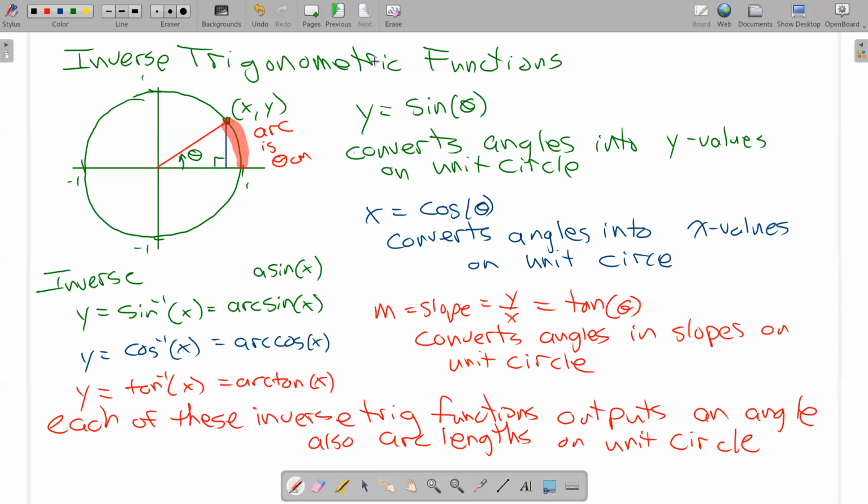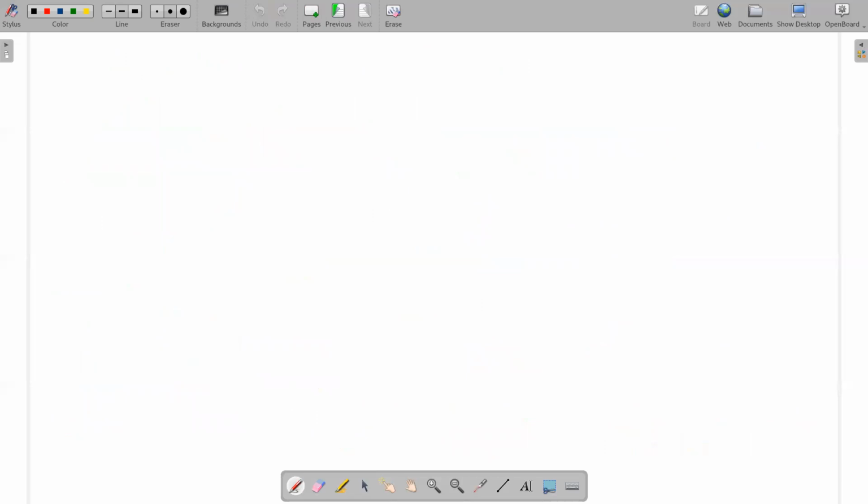Okay, so let's look at an example of the use of an inverse trig function. All right, so let's suppose I have a triangle that looks like this. And I know that it is a right triangle.